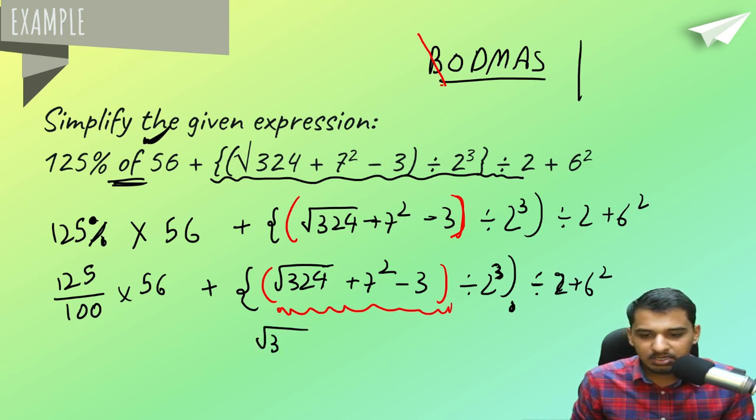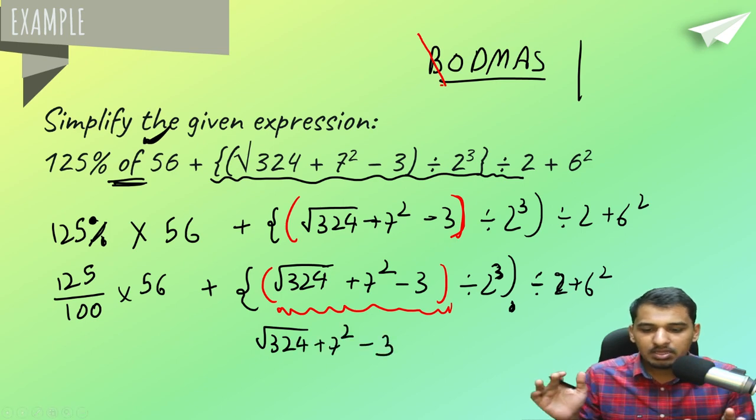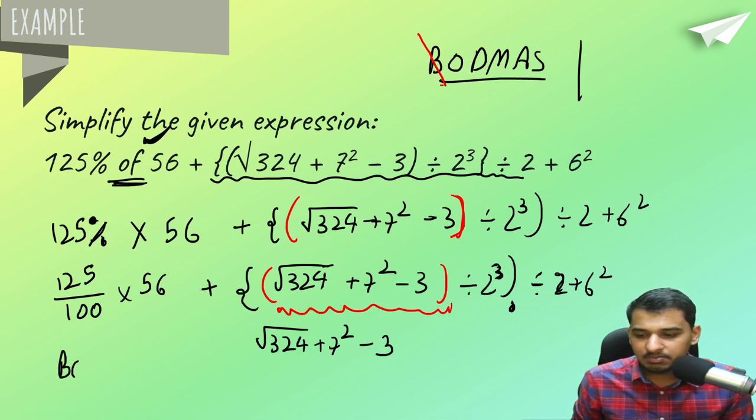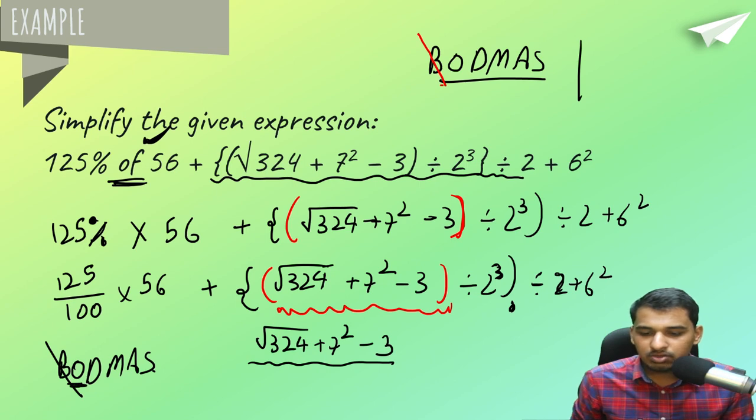So it has been written as under root 324 plus 7 square minus 3. Now in this bracket also, again you see that there are multiple operations, not one operation. So again here you will have to apply BODMAS. Inside this bracket there is no other bracket, so you have no brackets, but there are orders. Orders are what? Root 324. So we have one operation in the form of order, which is root 324.